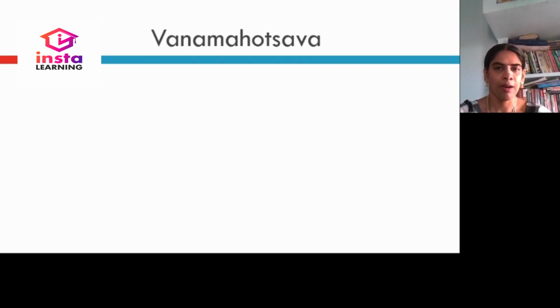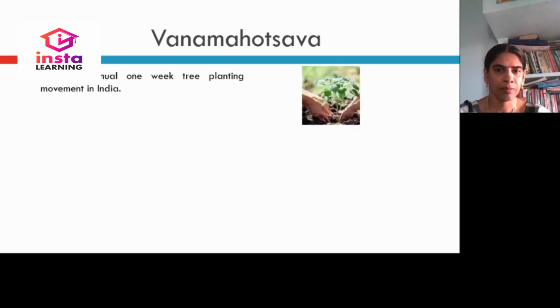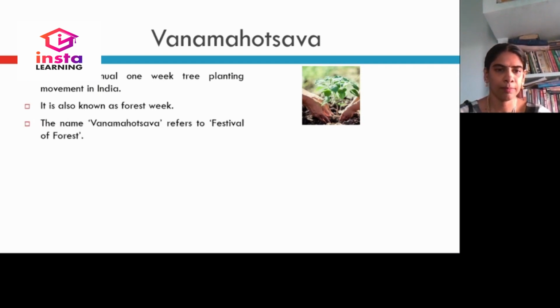Vana Mahotsava. It refers to an annual one-week tree planting movement which was started in India in 1950. It is also known as Forest Week. The name Vana Mahotsava refers to the Festival of Forest.